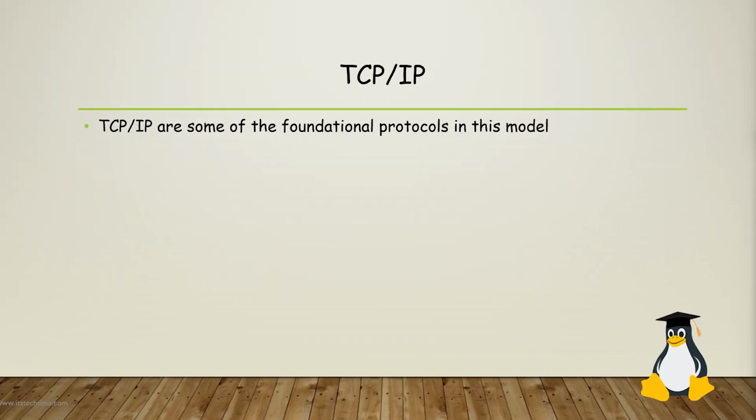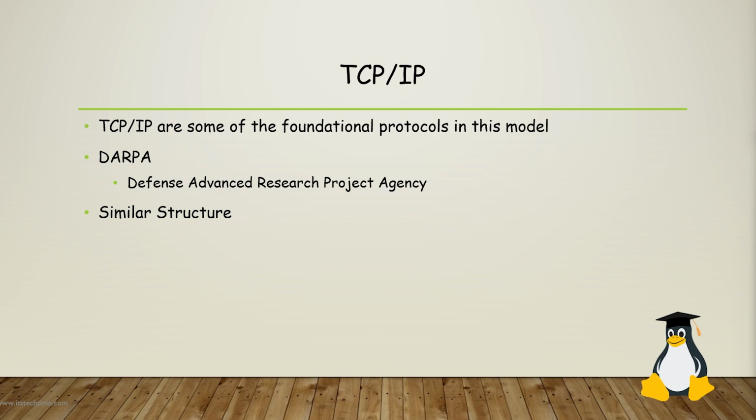Now the model you're going to see used the most often is the TCP/IP model, and it's called that because TCP and IP are some of the foundational protocols that are used in this model. The TCP/IP model was developed by an organization called DARPA, which stands for the Defense Advanced Research Projects Agency. And as you'll see in a minute, TCP/IP has a similar structure to the OSI model. However, the TCP/IP model has fewer layers.